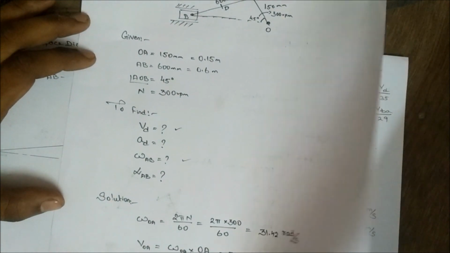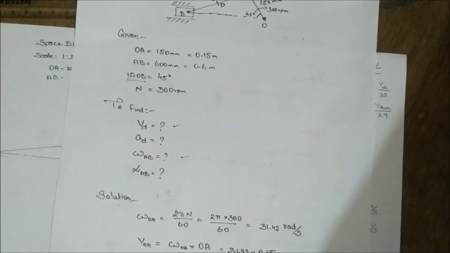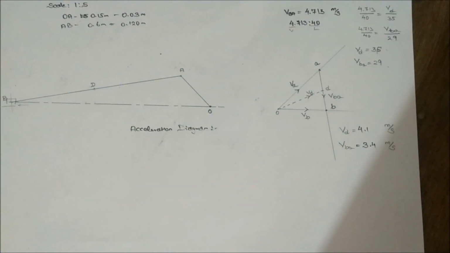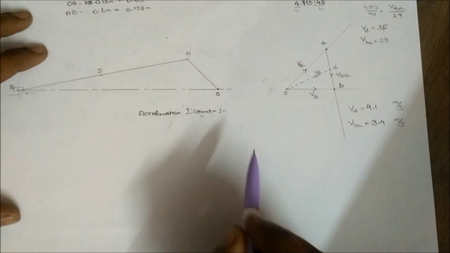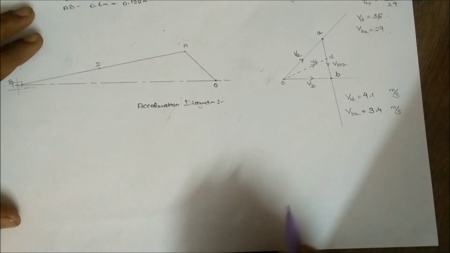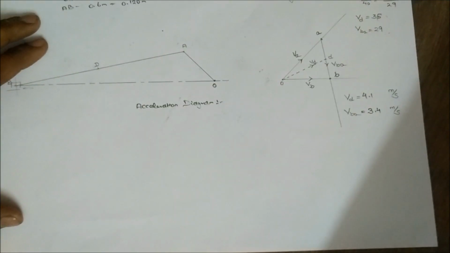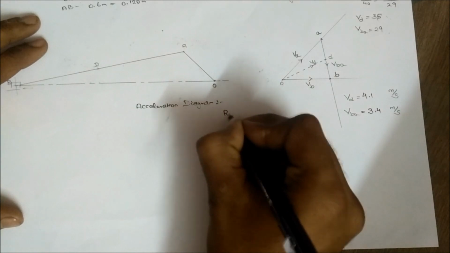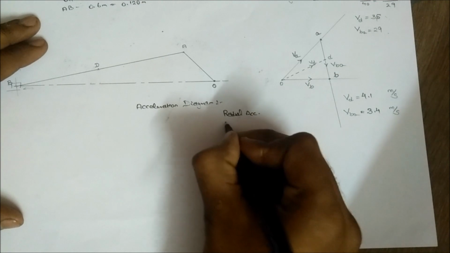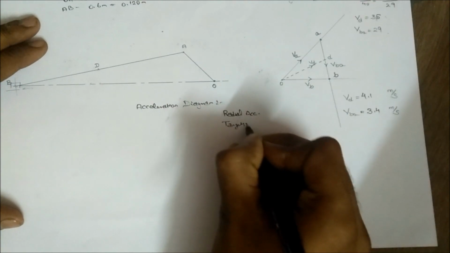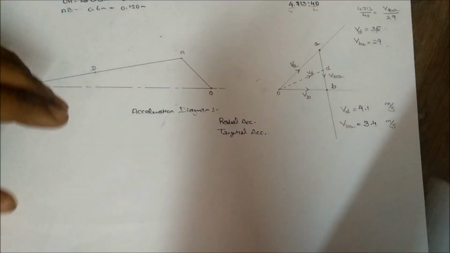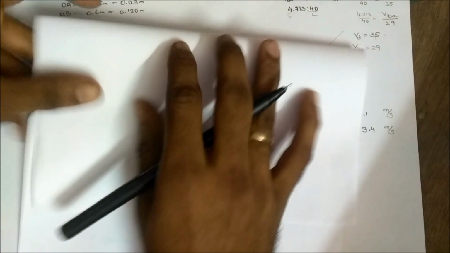Now we are going into the acceleration. So we will start with the acceleration diagram now. Before starting with the acceleration diagram, we need to know one thing. That is, there are two types of acceleration available in a mechanism. The first one is radial acceleration, and the second one is tangential acceleration. I will explain it in a chapter now.